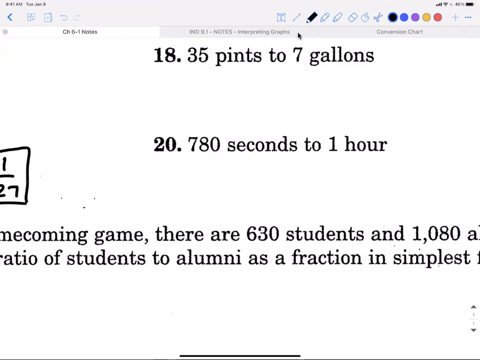Huh? Did you just do that in your head? 3,600. You did 2 times 6 instead of 6 times 6, but I saw where you were going. You had the right idea.